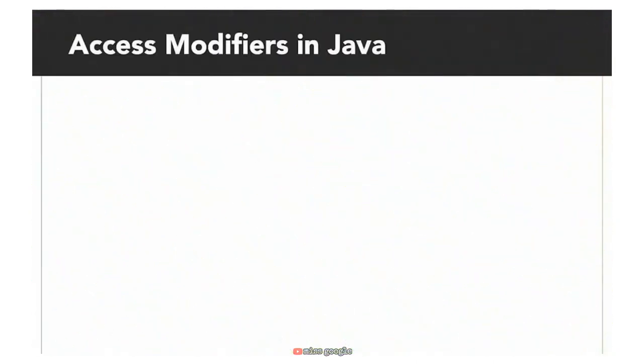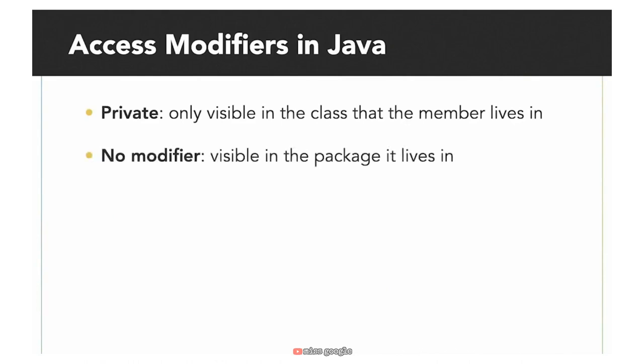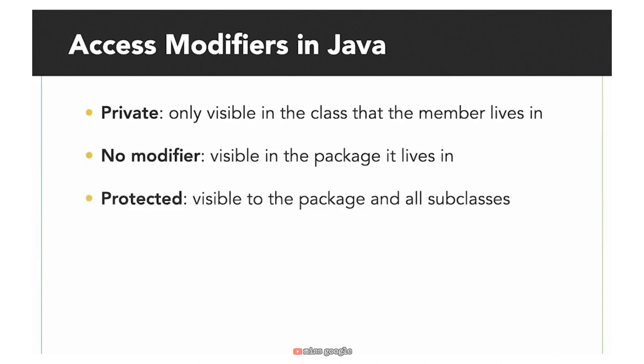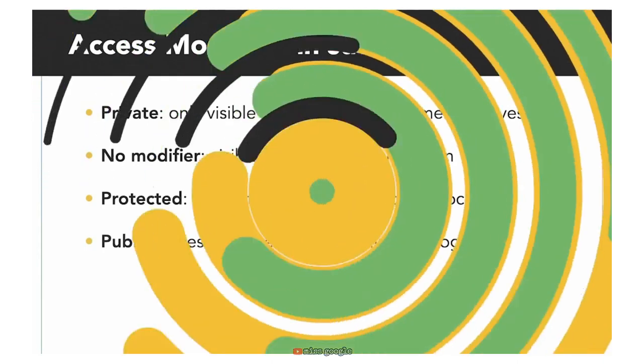The 3 different access modifiers in Java are private, protected, and public. We use these keywords on pieces of a given class to give it a certain access or visibility level. Private variables and methods are only visible in the class that they live in. Protected variables and methods are visible to the package and all subclasses. Public members are accessible everywhere within the program. If no modifier is provided, it's only visible to the package it lives in.